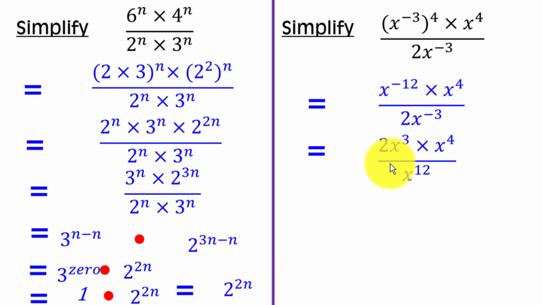We can now apply the multiplication rule up. It will be 2x raised to the power 7 over x raised to the power 12. Now apply the division rule. We will subtract the two indices. We will get here 2x raised to the power negative 5 and move it down to be x raised to the power 5 with positive power.